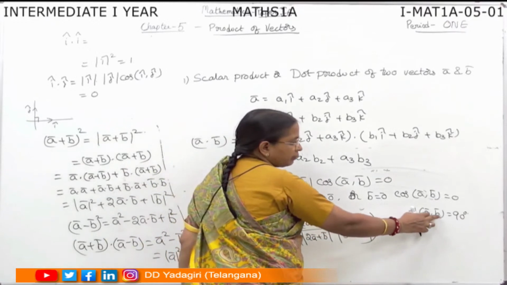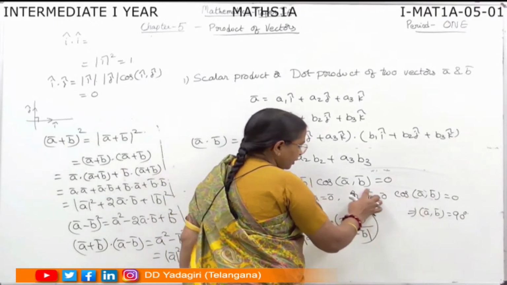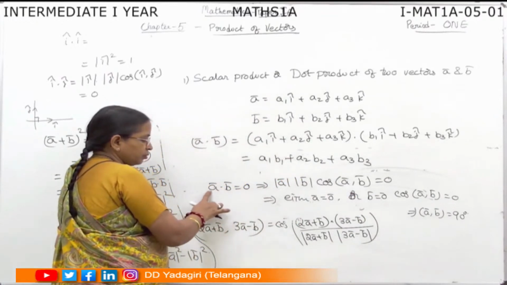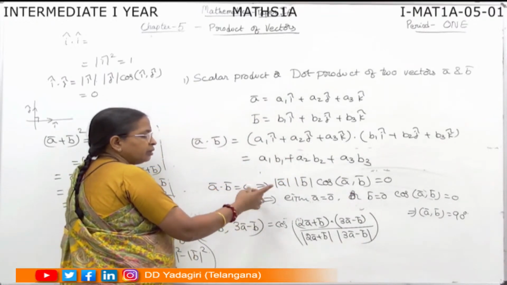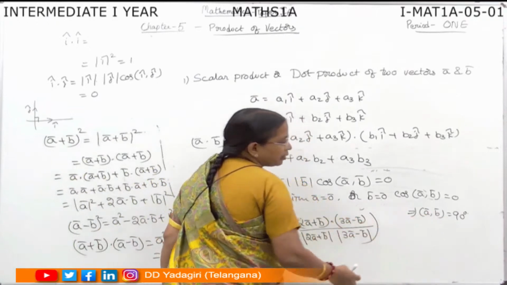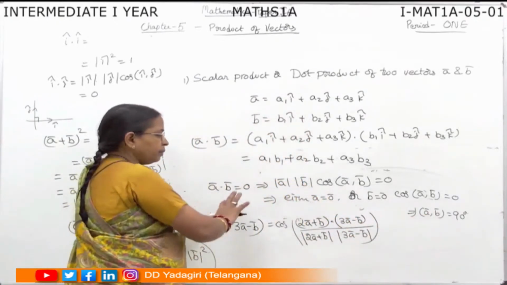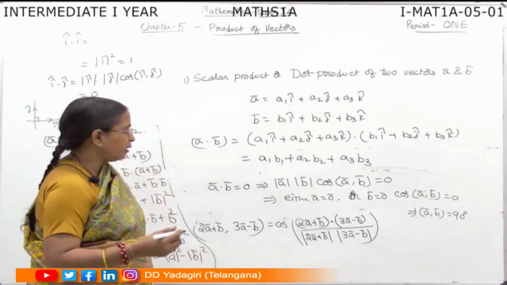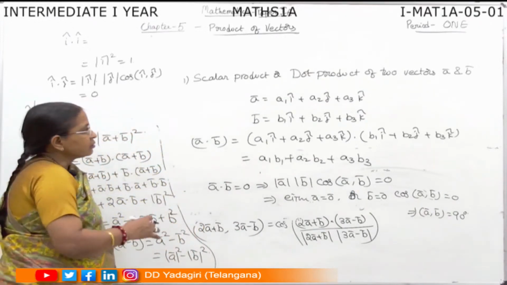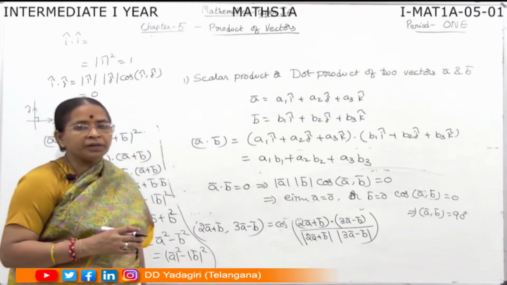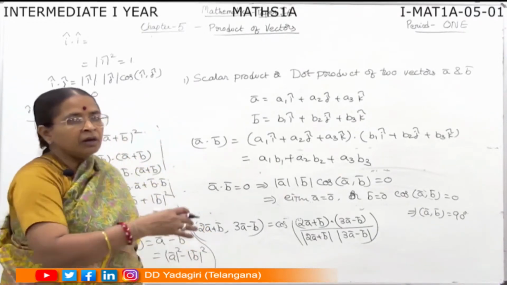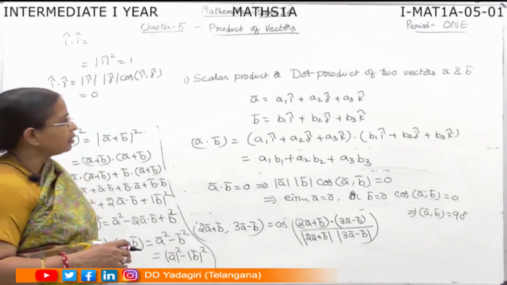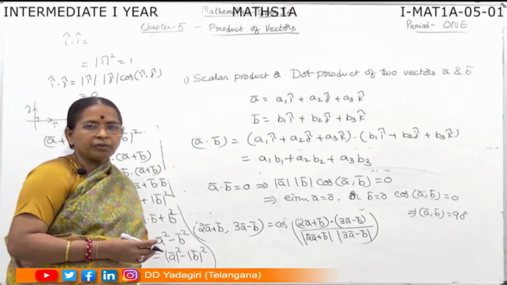To show that A and B are perpendicular, you can show that their dot product is 0. If A and B are not 0 and A dot B is 0, then A has to be perpendicular to B. So if A dot B is equal to 0, then A is perpendicular to B, given that A and B are non-zero vectors. So these are some of the important properties of dot product. Now we'll summarize all these properties and then we'll write the notes. After that, we'll do a few problems.